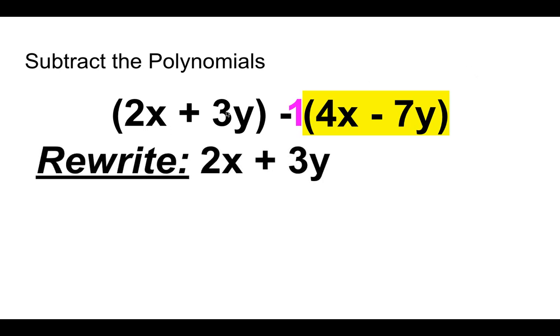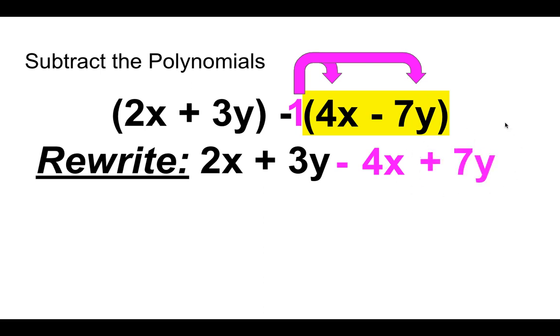So when we rewrite, we have 2x plus 3y, but this time we have to subtract both the 4x and the negative 7y. So if we subtract the 4x, a negative 1 times a positive 4x gives us a negative 4x. We have to be fair, so we have to distribute the negative 1 to the negative 7y as well. Negative 1 times a negative 7y will give us that positive 7y. Once again, we distributed the negative 1 to both the 4x and the negative 7y. A negative times a positive gave us a negative, and a negative times a negative gave us a positive.